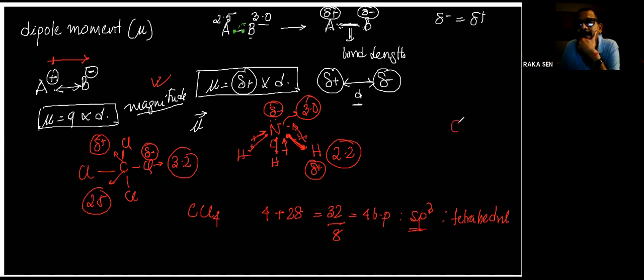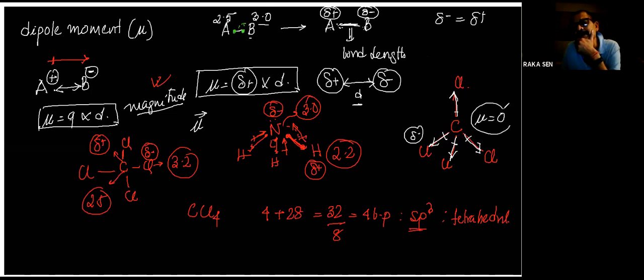That means I have carbon here, and I have chlorine here, here, here, and here. So what will be the direction of the dipole moment? First of all, these will all be delta minus. So my dipole moment will have a direction in this direction, in this direction, in this direction, and in this direction. For all of these, you need to do vector addition. And when you do vector addition, you'll find that mu is equal to 0. That means there will be no dipole moment.